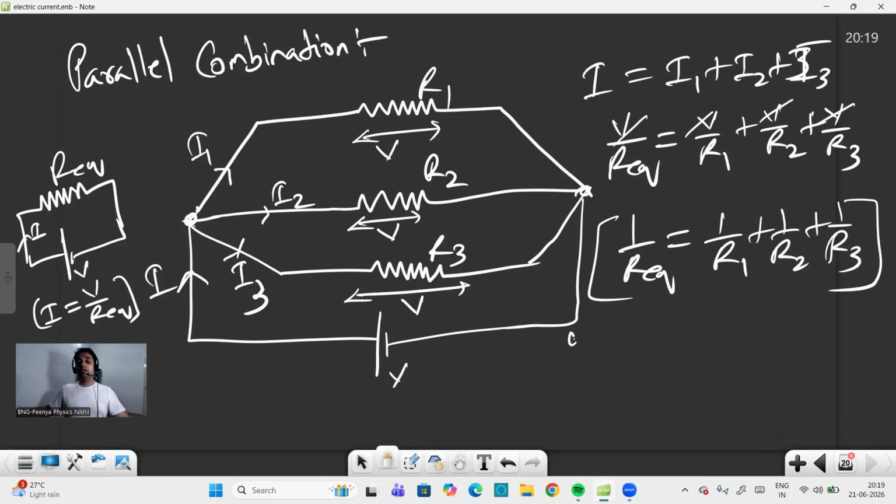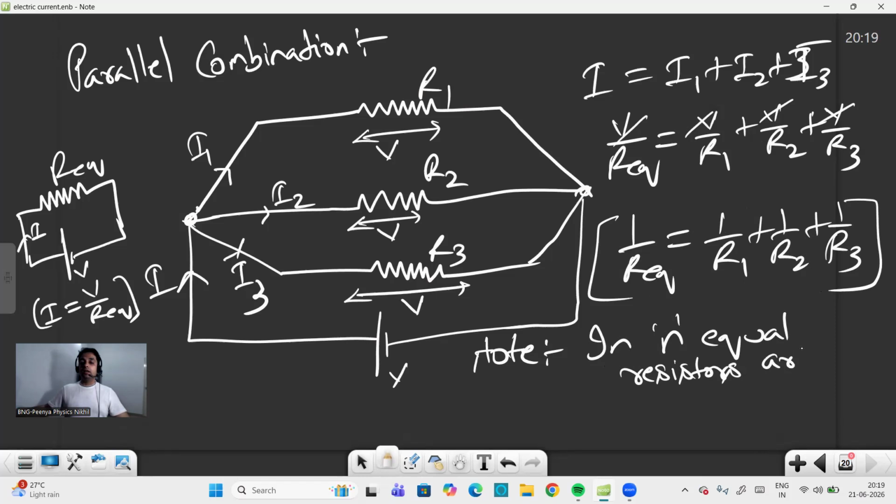Now a note you can write here: if n equal resistors are connected in series, then R equivalent will be R plus R plus R, that is n into R. Correct?